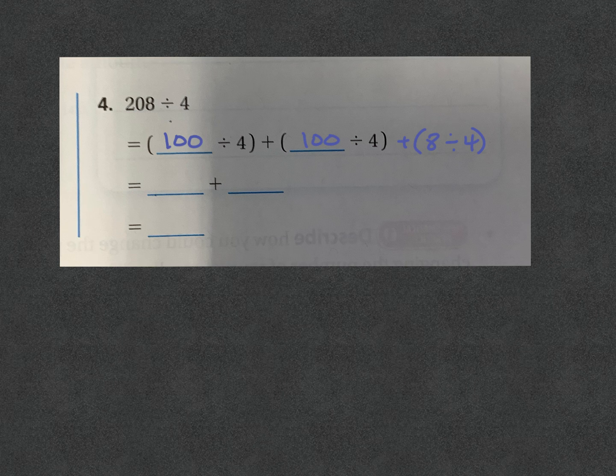100 divided by 4, I know is 25 because I know money. $1, 100 cents, split into 4 equal pieces is 25 cents. Do that again. And then I need to add this on because they split it differently. They thought I was going to split it differently than I did. No problem. 8 divided by 4 is 2. And now I just have to put Humpty Dumpty back together again. 25 plus 25, well, 2 quarters, 50 cents, right? So 50 plus 2 more is 52. So 208 divided by 4 is 52.